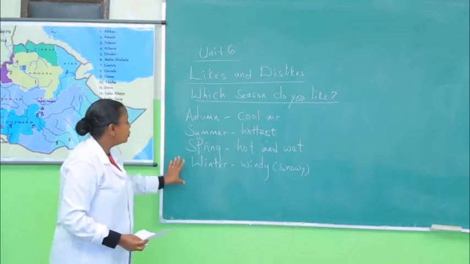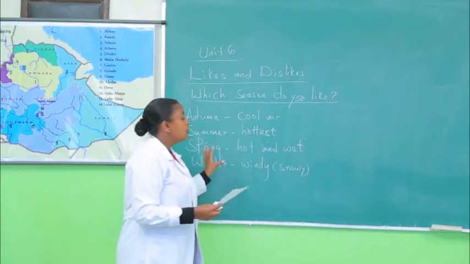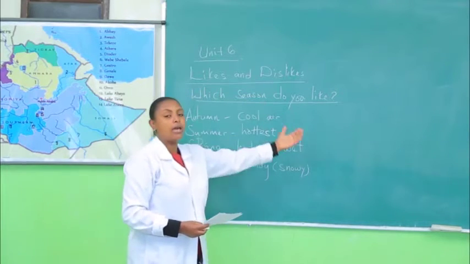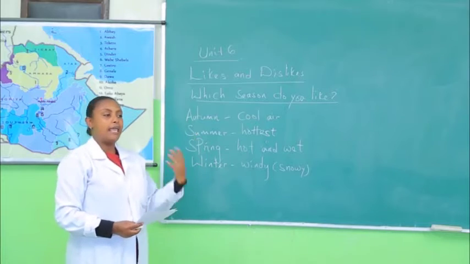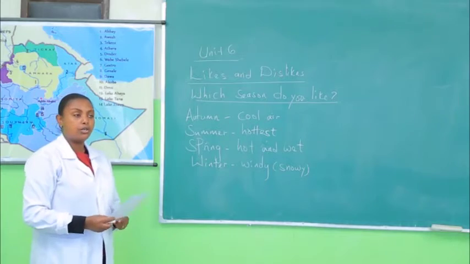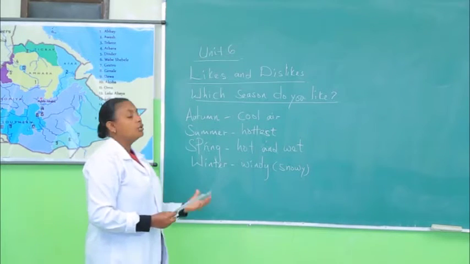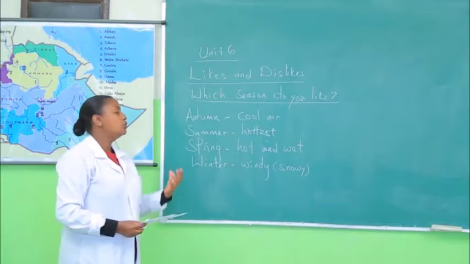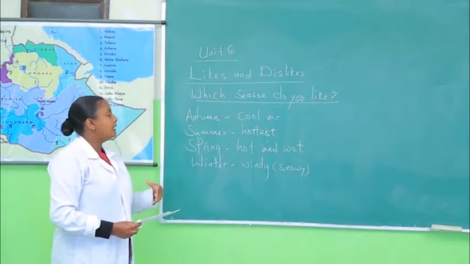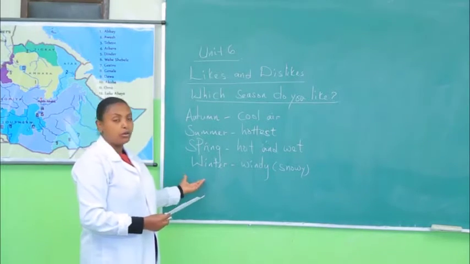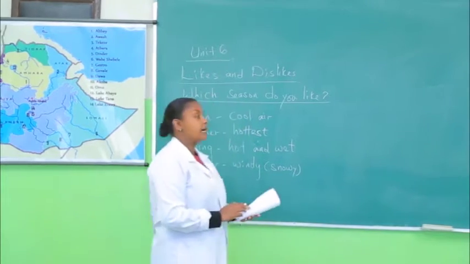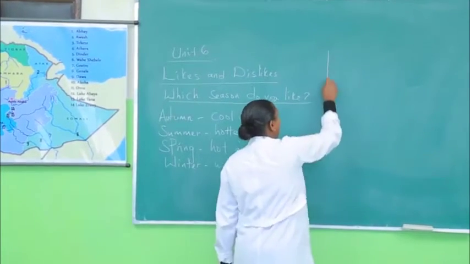So these are the four seasons, and to express your likes and dislikes about the seasons, you are going to use these vocabularies. There is a passage that tells you about which seasons you like. It tells you about each and every season, and there are questions in your textbook. Dear parents, please help your children to do the questions orally, check the answers and give them corrections. The other thing that we are going to discuss today is the grammar point.